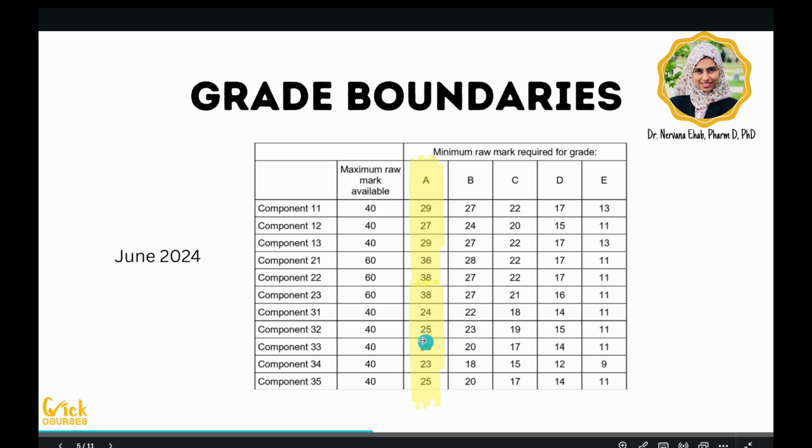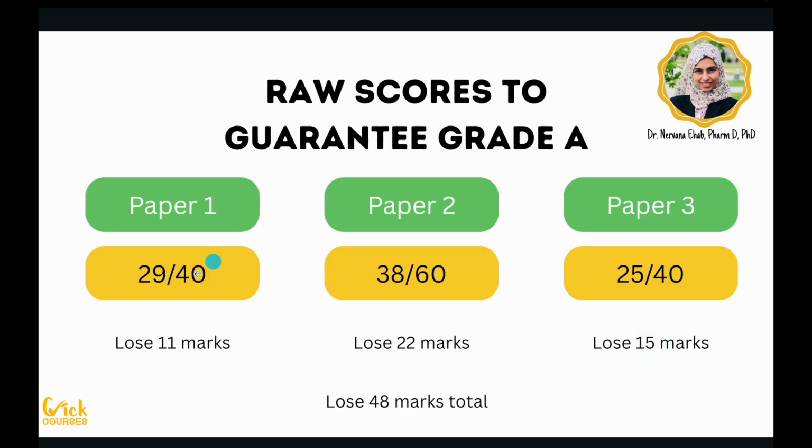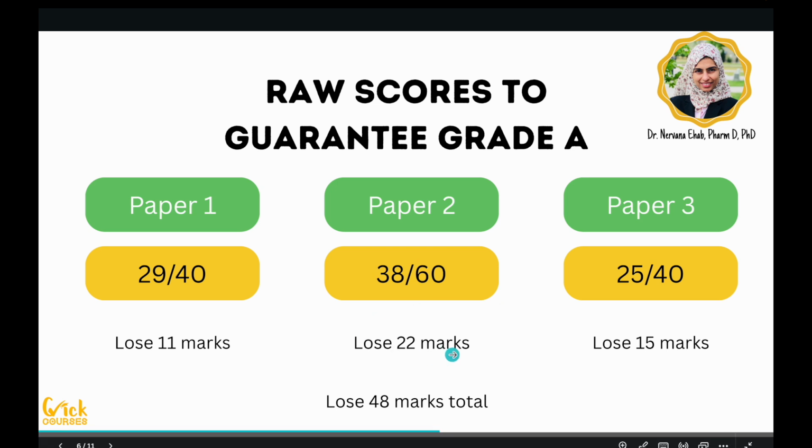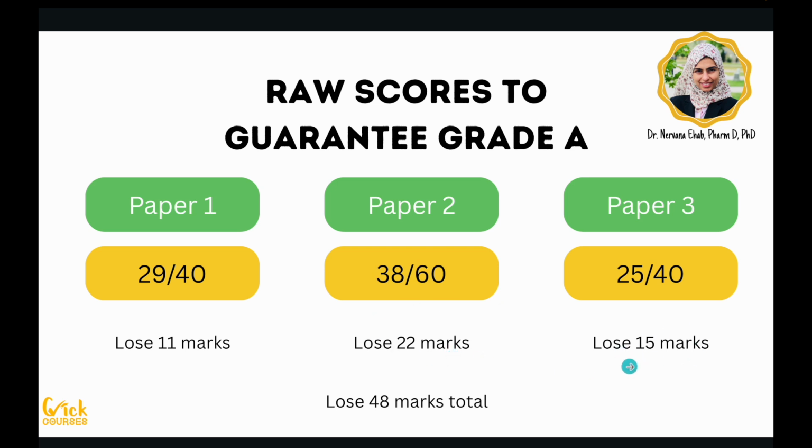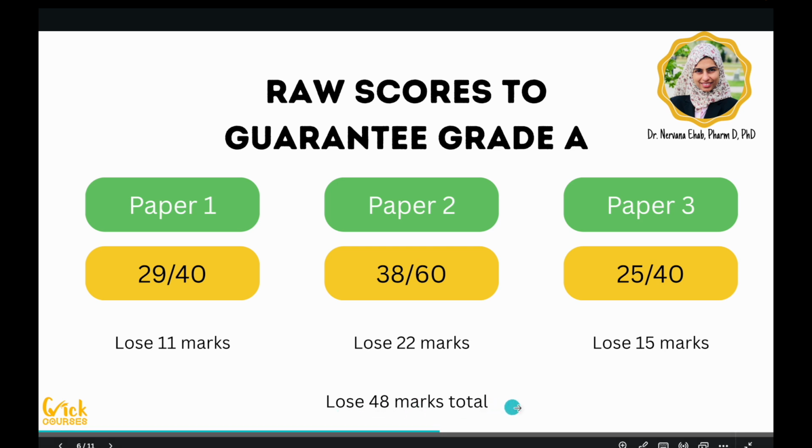You could be scoring 25 out of 40 and still guarantee the A. All right, so just a quick summary. Based on prior grade boundaries, you could be losing 11 marks in paper 1, 22 marks in paper 2, and 50 marks in paper 3. That's plenty. So you could be losing 48 marks and still get a grade A.